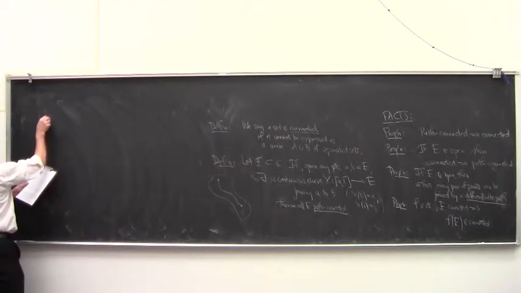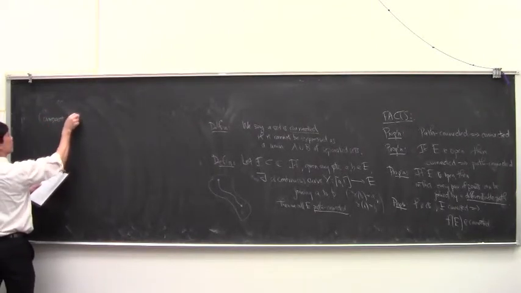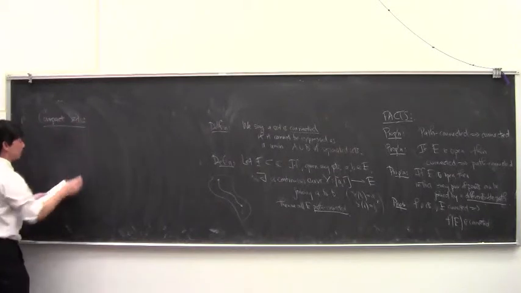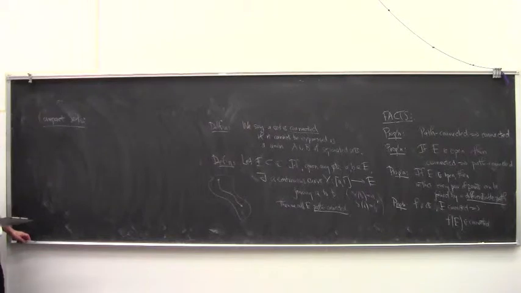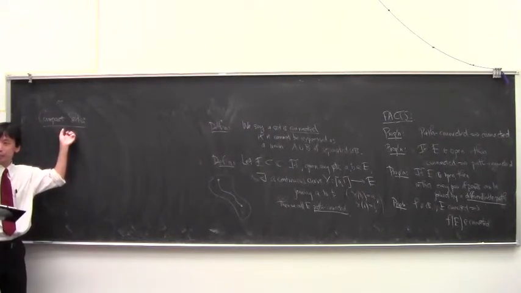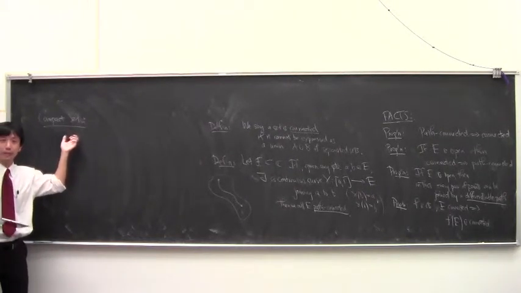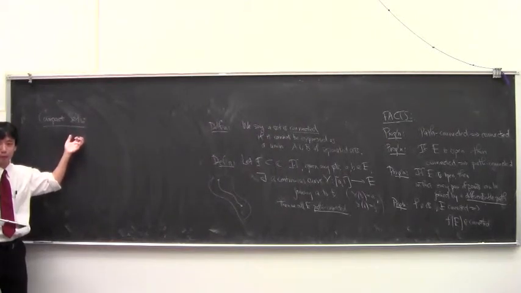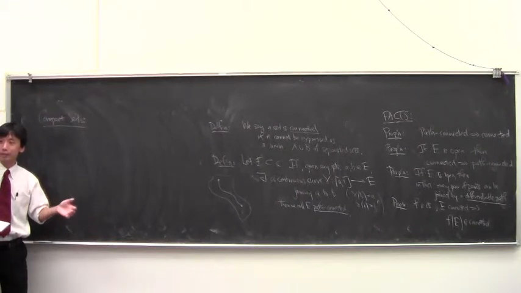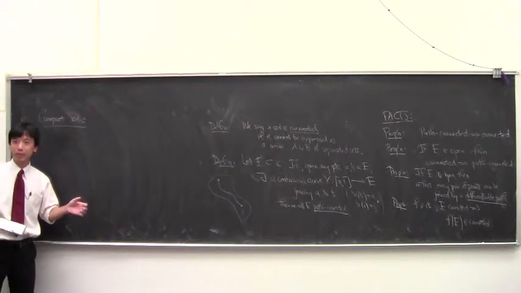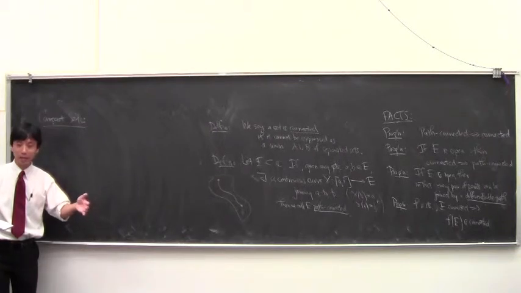Last big idea: the notion of a compact set. So compact sets you want to think of as basically something like a finite set. Finite sets are easy to deal with. Compact sets are sort of an infinite set, but with some qualities of finiteness to it. It's the analog of a finite set among the infinite sets.